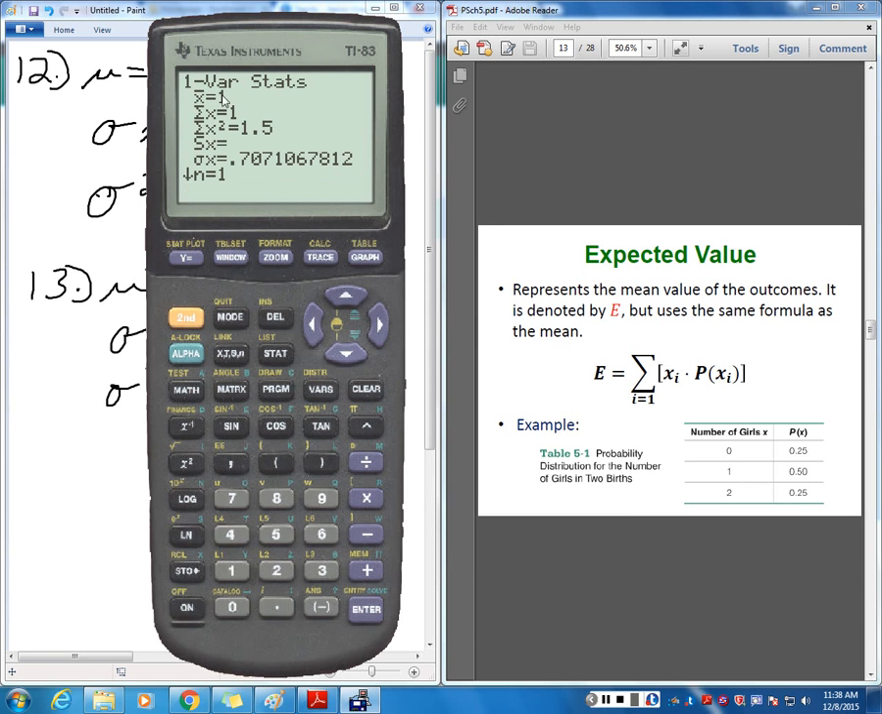And I get 1. So, on average, I would expect for there to be 1 girl in every 2 births. That's the expected value.